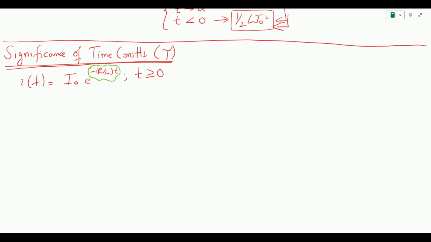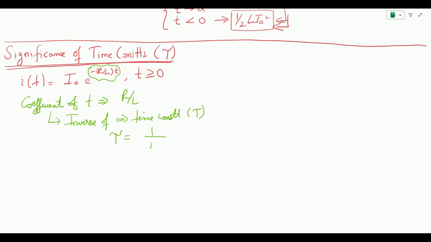So this coefficient of t, which is R by L, if we take the inverse of this, we get something known as the time constant. Inverse of this gives us the time constant represented by tau. So we can say that tau is 1 divided by R by L, which is L by R. So when we are talking about analyzing the natural response of an RL circuit, the time constant is represented by L by R. So this is an important equation to remember.